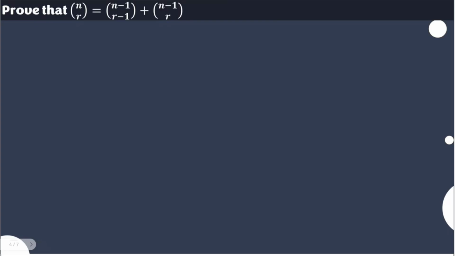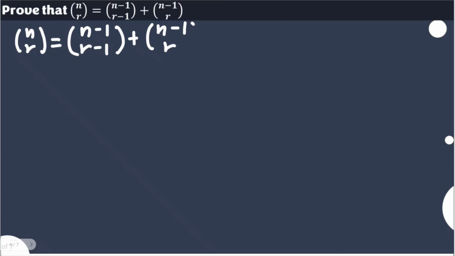Pascal's identity is given here: n combination r is equal to, or you can separate them into a sum of n minus 1 combination r minus 1 and n minus 1 combination r. So we're going to show, or manipulate, that this right-hand side is just equal to n combination r for this video. To do that, let's start by reviewing what n combination r means.